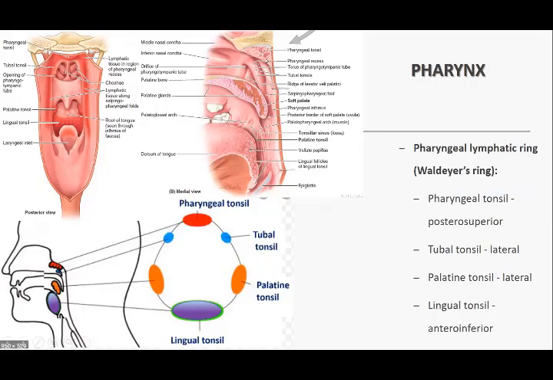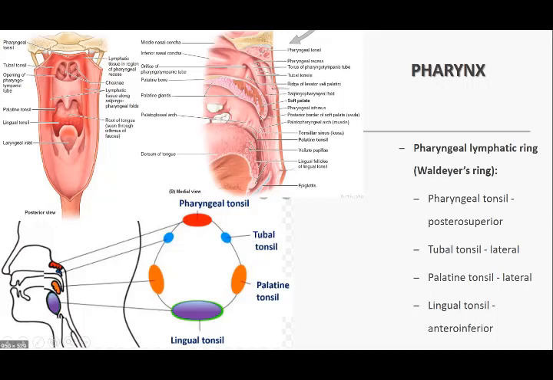Tonsils मैंने आपको बताया थे. You have 4 types of tonsils in the pharynx. A tonsil is simply a collection or aggregation of lymphoid follicles. Okay. So this is the pharyngeal tonsil at the junction of the base of the pharynx and nasopharynx and the posterior wall. इसके junction पे you have the pharyngeal tonsil. This is the tubal tonsil over here around the opening of the eustachian tube.